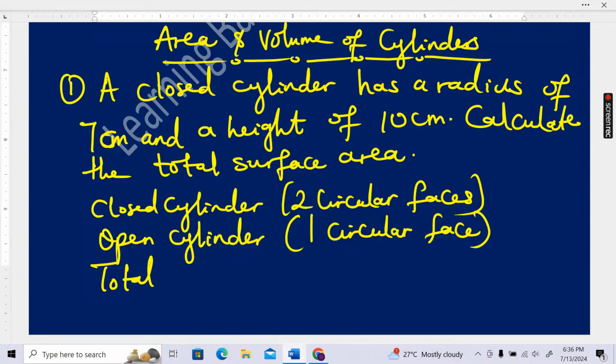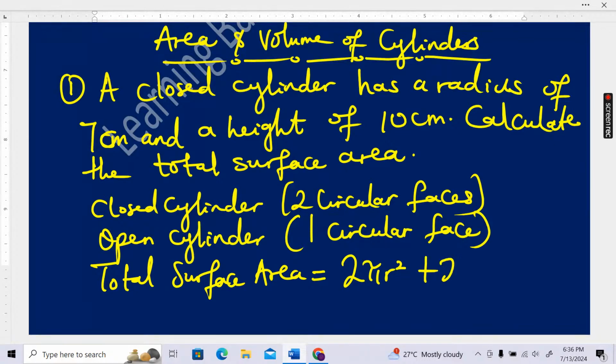Total surface area of a cylinder is equal to 2 pi r squared plus 2 pi r h. That's the formula to calculate the area of a cylinder.